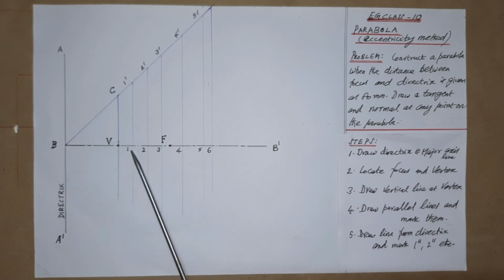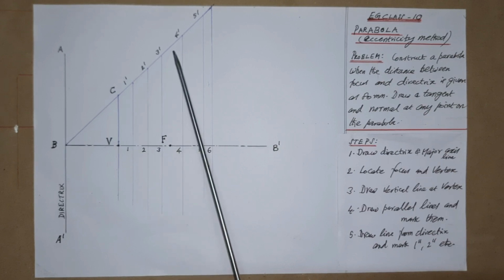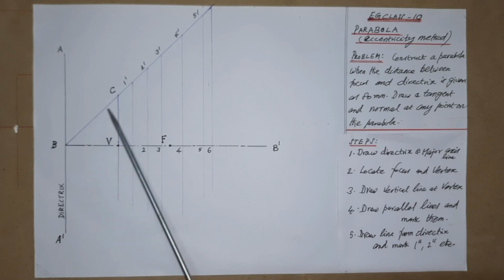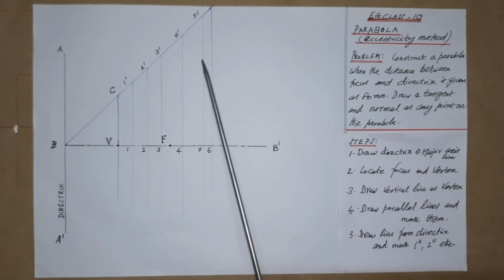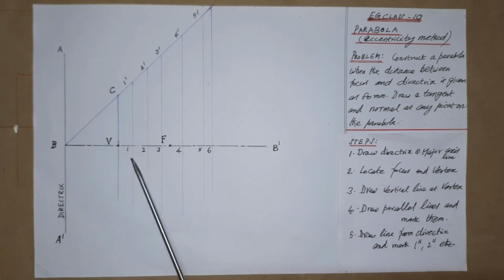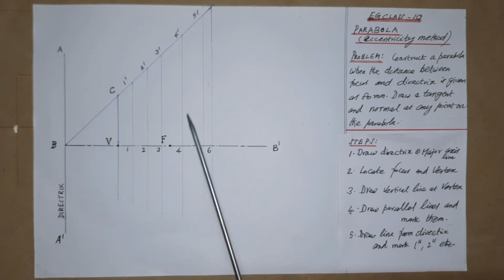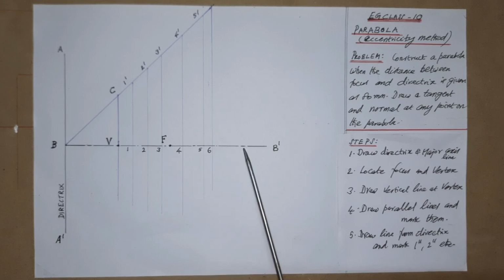They may be numbered as 1 dash, 2 dash, 3 dash, etc. in the BC extension line, and numbered as 1, 2, 3, 4, etc. at the joining points of the perpendicular lines with the main axis line BB dash.